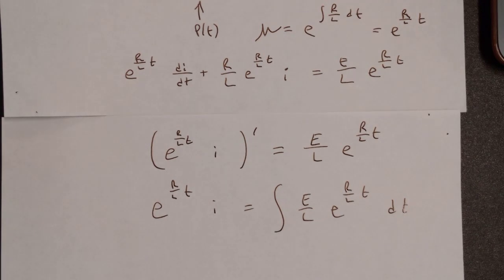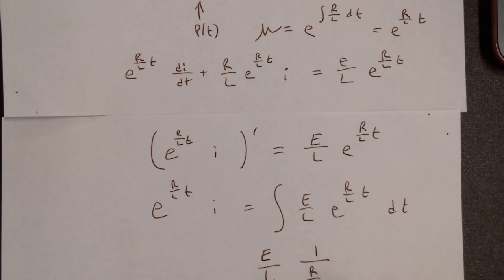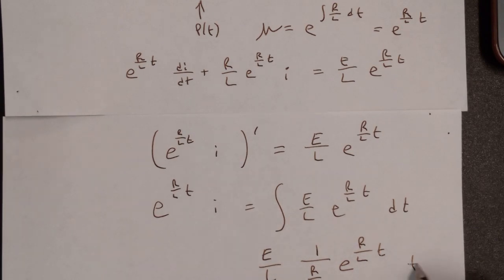Now here's the part where I have to remember how to do e to the number t. What's the integral of e to the 2t? 1 over 2 e to the 2t. If I had e to the 3t, it would be 1 over 3. If I had e to the 7t, it'd be 1 over 7. It's e to the R over L t. This is a number. I put it out front. The integral of e to the number t is 1 over the number, e to the number t, plus c.